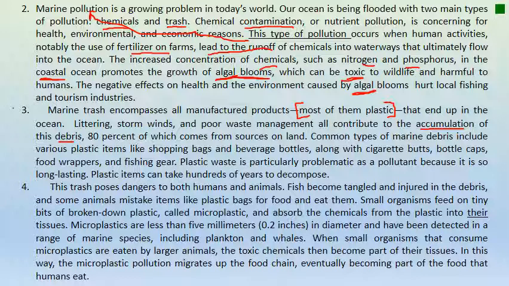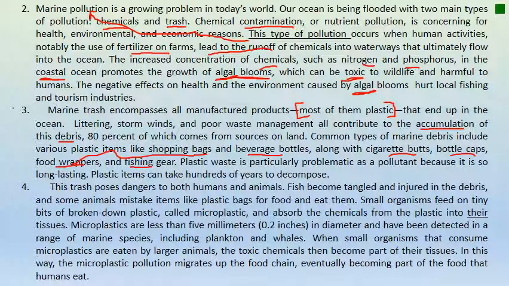Common types of marine debris include various plastic items like shopping bags and beverage bottles. You know, the water bottles we drink all year around and every day, okay? We carry it around wherever we go and it's disposable. Along with cigarette butts, bottle caps, all of those have plastic, food wrappers and fishing gear.